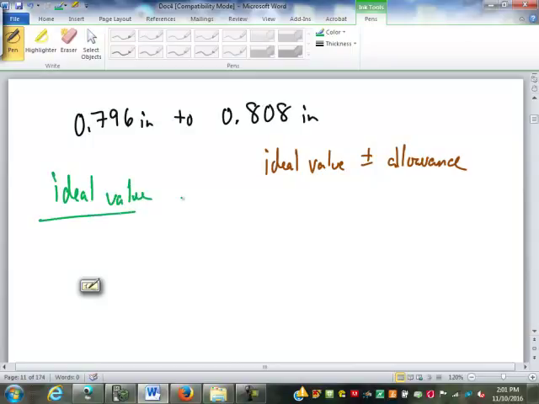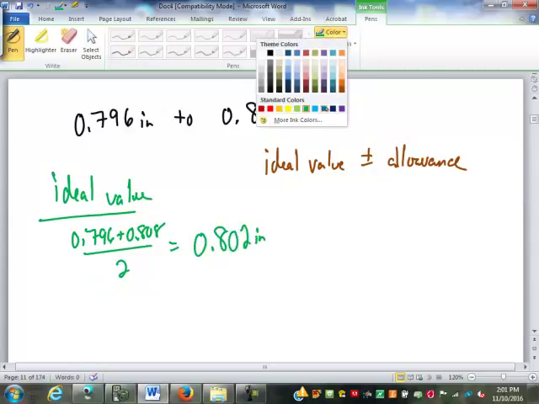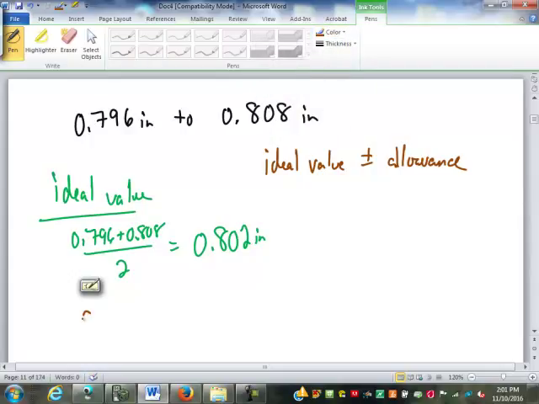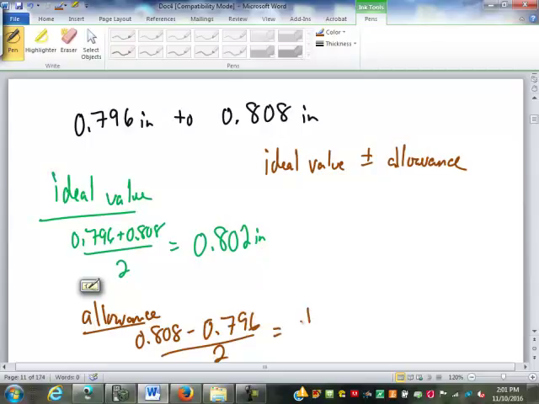How do we find the ideal value? Add the first one to the other one and divide by 2. We add them together and divide by 2. Gives us 0.802. How do we find the allowance? We subtract them and divide by 2. Plus or minus 0.006, correct? So this is 0.802 inches plus or minus 0.006 inches.